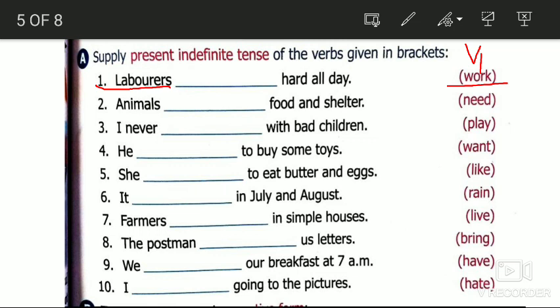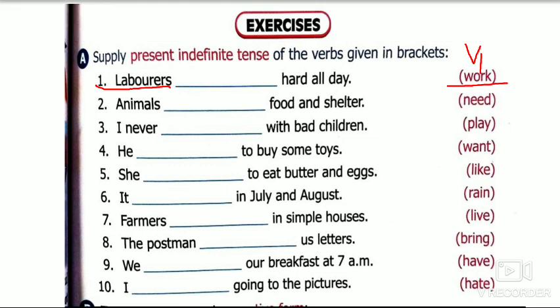Number 5, she likes to eat butter and eggs. It rains in July and August. You do the rest. I hope you can do it. It's very easy. Up to number 10.